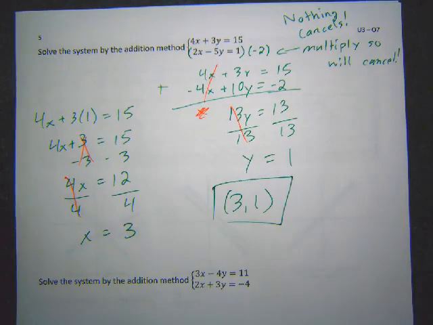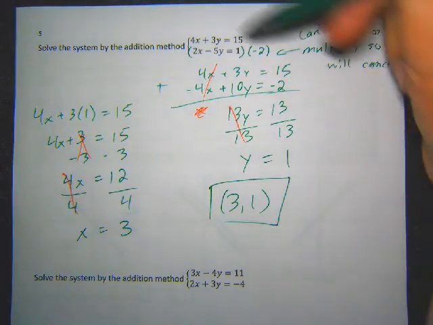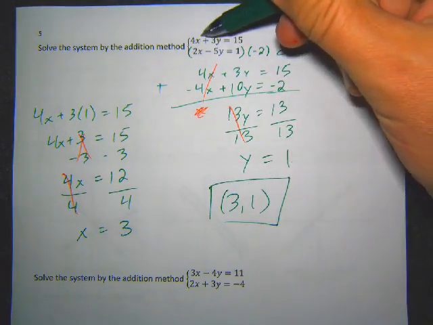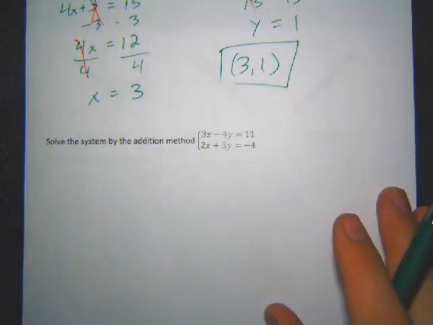And again, if you're really double stuck, or if you're on a multiple choice, you can always go back and take that and say, does it work? 3, 1: plug 3 in for x, 1 in for y, and double check and make sure it actually works out. Okay, one more of these multiplication ones.